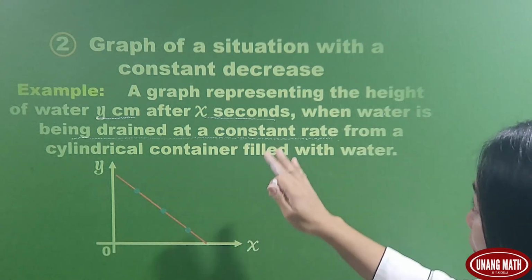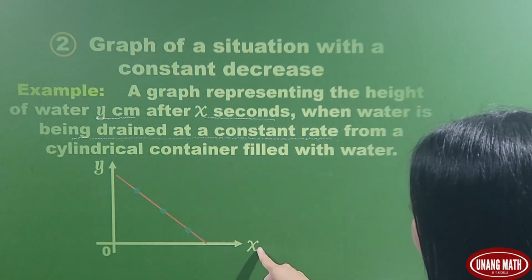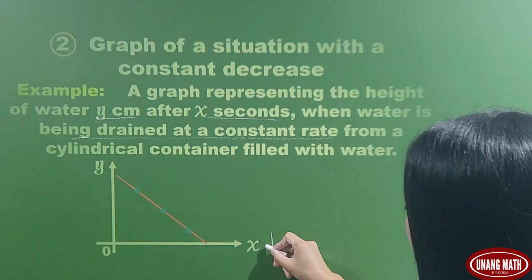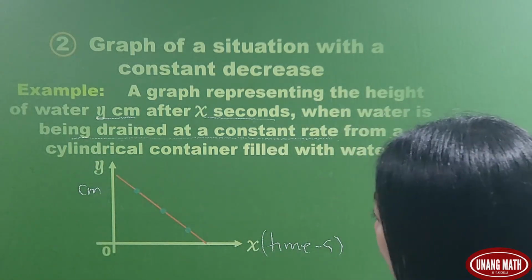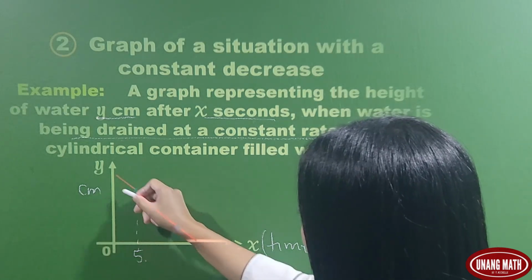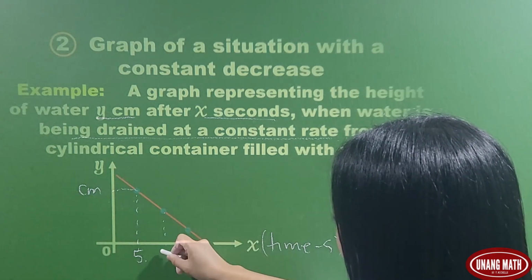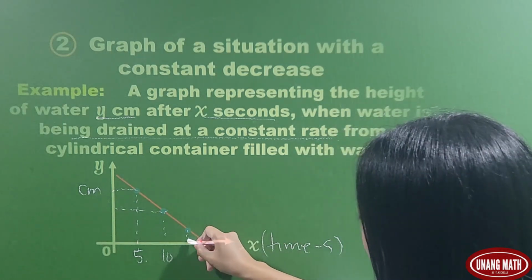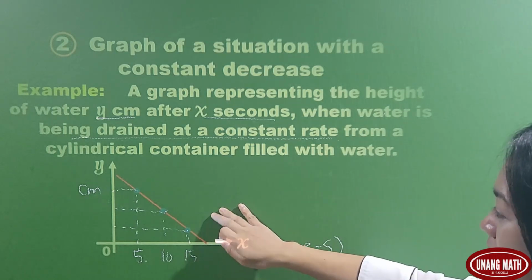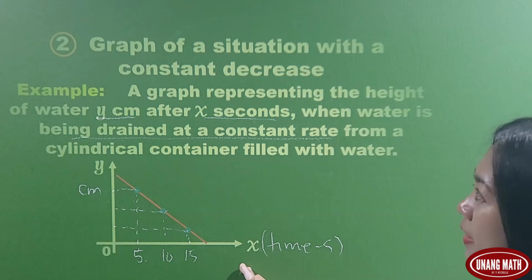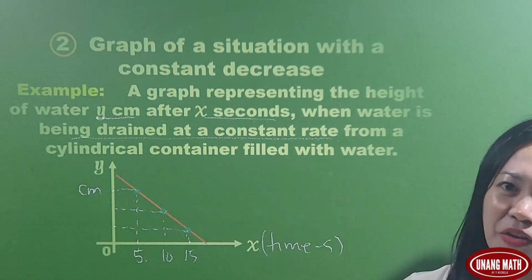The graph of a situation with a constant decrease looks like this. Again, the x-coordinates refer to the time in seconds, and the y-coordinates are the height of the water. So let's say in 5 seconds, this is the height of the water being drained from the cylindrical container. In 10 seconds, this is now the height. In 15 seconds, this is the height. As you can see, there is a constant decrease. And if it's a constant decrease, the graph looks like this. It's also a straight line, which means constant decrease.